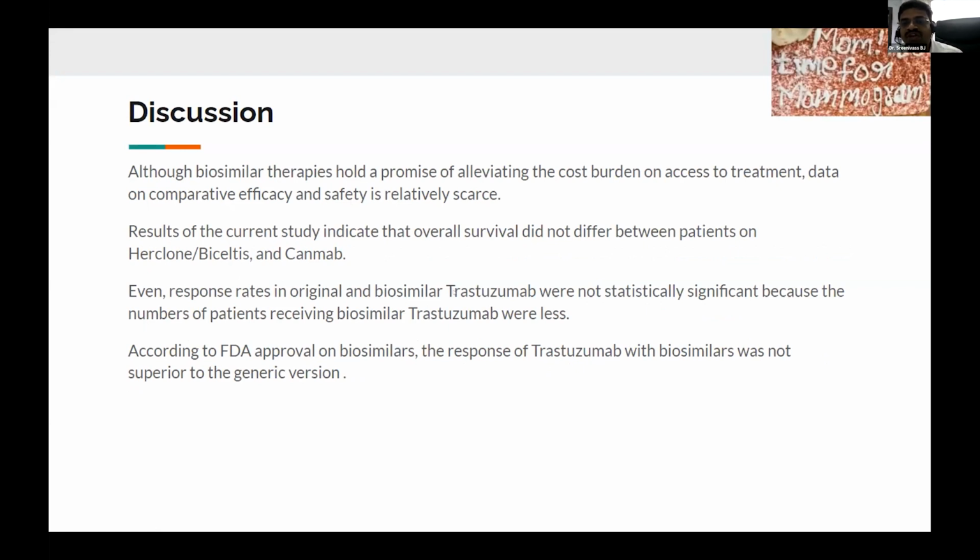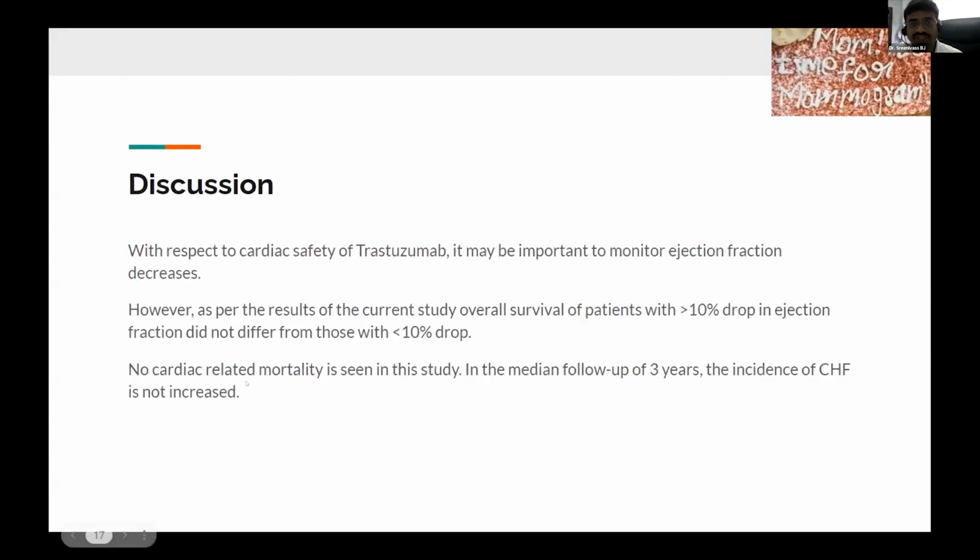Even response rates in original and biosimilar trastuzumab were not statistically significant because the number of patients receiving biosimilar trastuzumab was small. According to FDA approval on biosimilars, the response of trastuzumab with biosimilar was not superior to the original version, as per one of a few studies. With respect to cardiac safety of trastuzumab, it may be important to monitor ejection fraction decreases. In the current study, we did a survival analysis of patients with more than 10% drop or less than 10% drop, and there was no survival difference. There was no cardiac related mortality seen in this study.